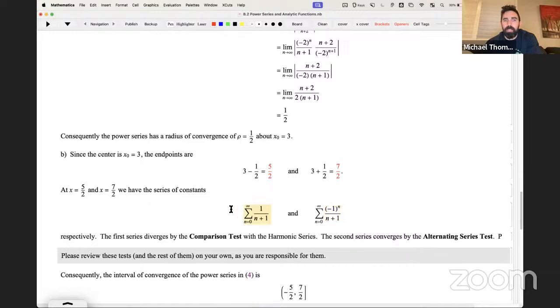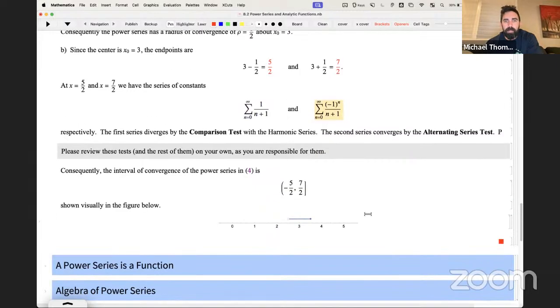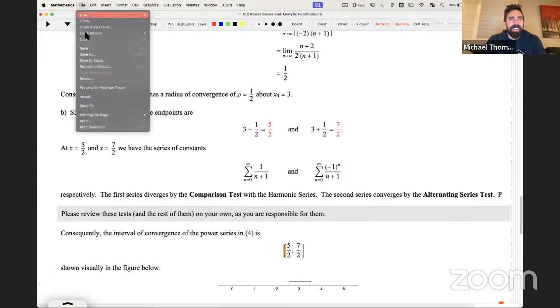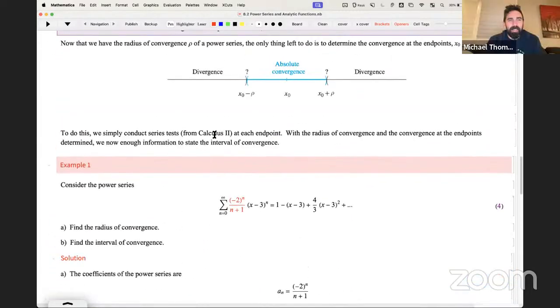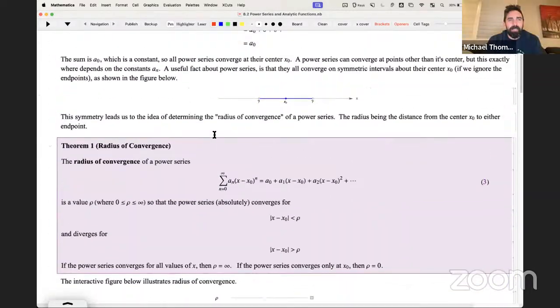So we got divergence here and convergence there. So there's your interval of convergence from -5/2 to 7/2. So we know everything outside of that diverges and everything inside of it converges. That okay? It should be positive 5 halves, right? Yeah, it should be. Thank you. You are correct. Okay, so that is the interval of convergence.